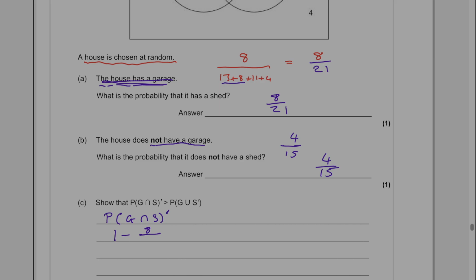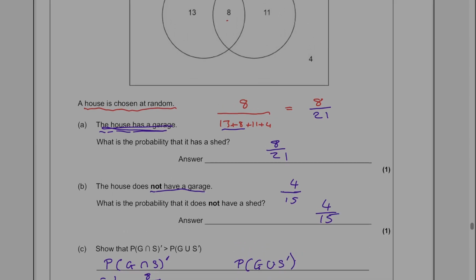which is 8 plus 13 plus 8 is 21, 32, 36. So that's going to be 28 out of 36. Right, now I'm going to look at the probability of G union S complement, where the complement is just on the S. Okay, so that's going to be out of 36 again.